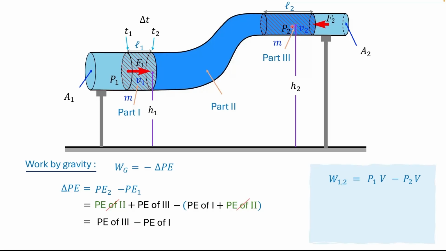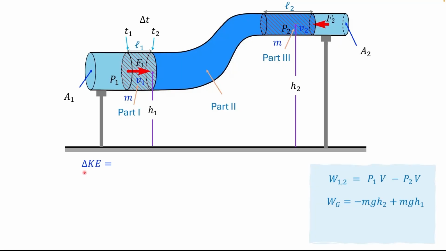Part 3 has a mass of m and is at a height of h2. So its potential energy is m times g times h2. Part 1 is at a height of h1. So its potential energy is m times g times h1. The work by gravity is the negative of this change in potential energy, which is equal to negative mgh2. Negative of negative is positive, so plus mgh1.